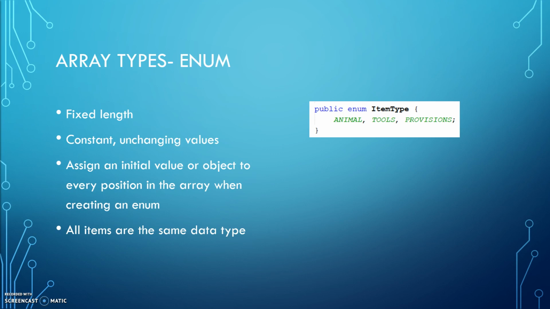Array types. Enums are fixed length. They have constant unchanging values. You assign an initial value or object to every position in the array when you create an enum, and all items are the same data type. And the example here is our item type. We only have three. It's animal, tools, or provisions. It's constant, it's unchanging, and there's only the three. And so it's very simple.